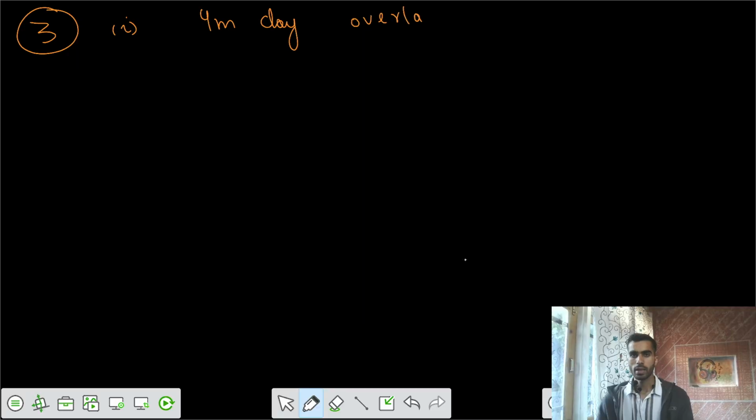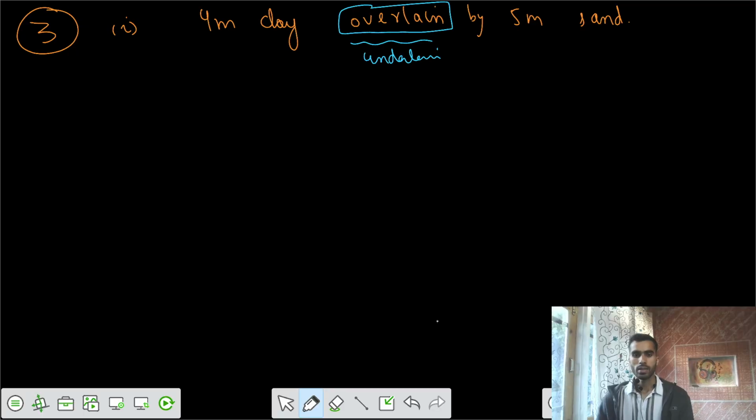Let's go for number one. We have this problem number three, and case number one is the initial case. We have a 4 meter clay layer, and it's overlain by a 5 meter sand layer. You would see these terms, overlain, and underlain is also there. For this case we are having overlain. So you are having 4 meter clay, and above that layer we have a 5 meter sand layer.